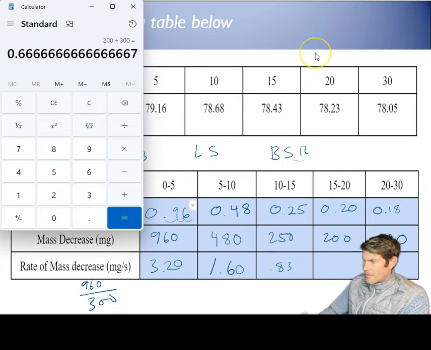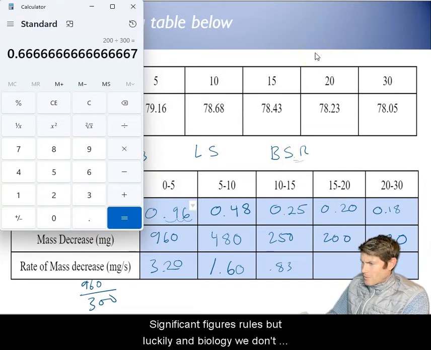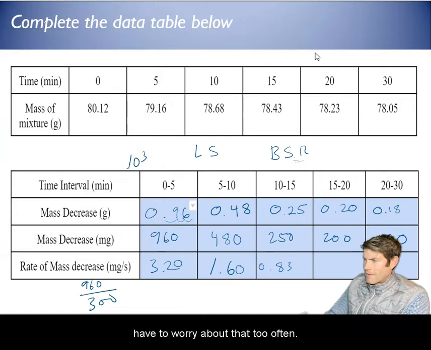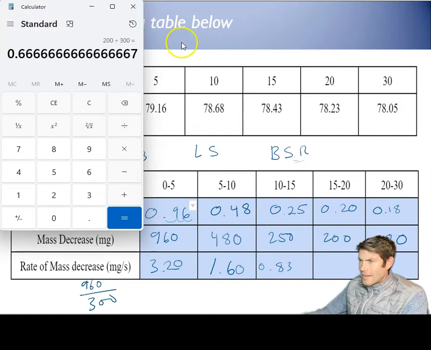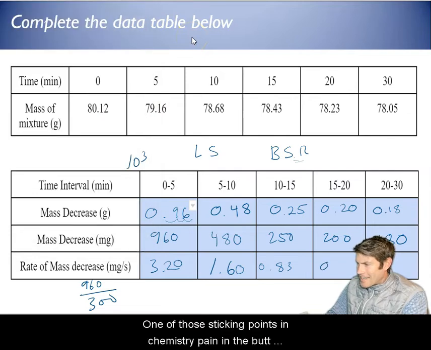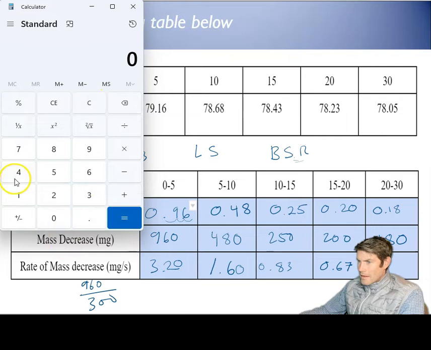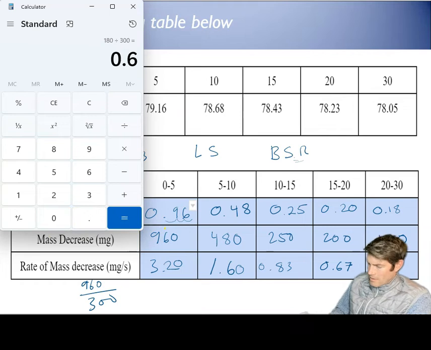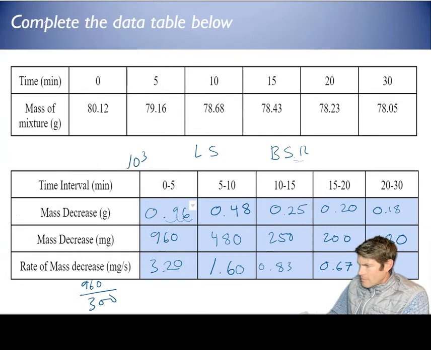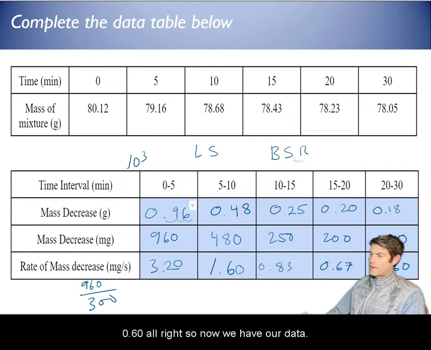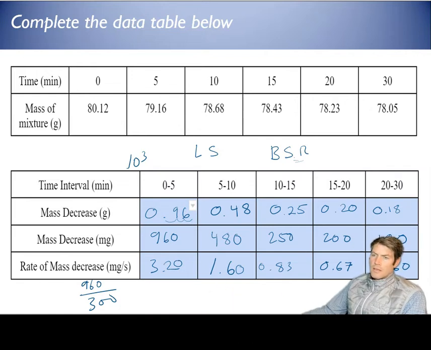I might be breaking significant figures rules, but luckily in biology we don't have to worry about that too often. It's one of those sticking points in chemistry, a pain in the butt. How many is that? Leading 0, significant figure? No. 180 divided by 0.60.